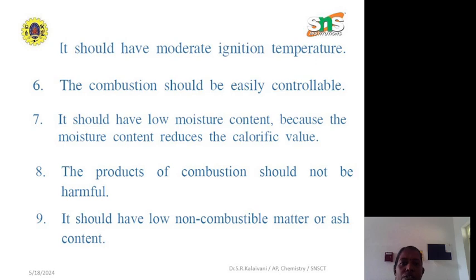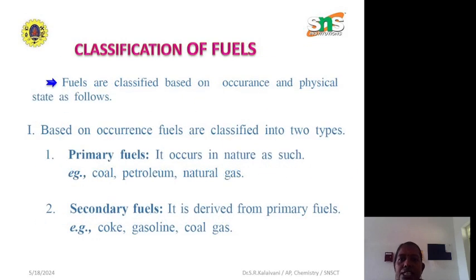Next one, it should have low moisture content because moisture content reduces the calorific value. Next one, the products of combustion should not be harmful. Next one, it should have low non-combustible matter or ash content. These are the main characteristics of good fuels.